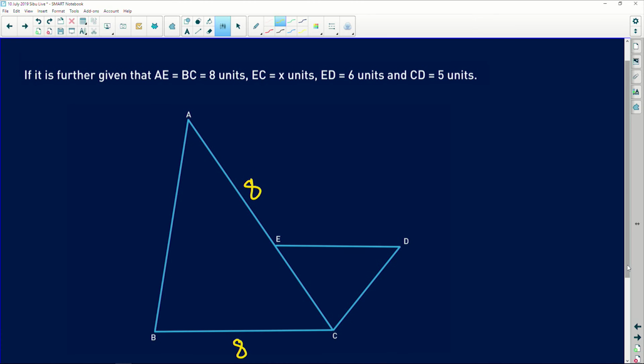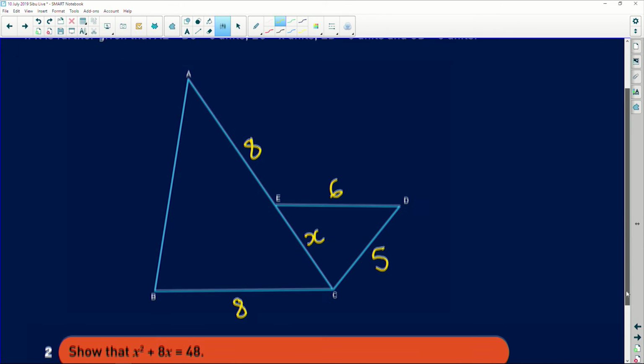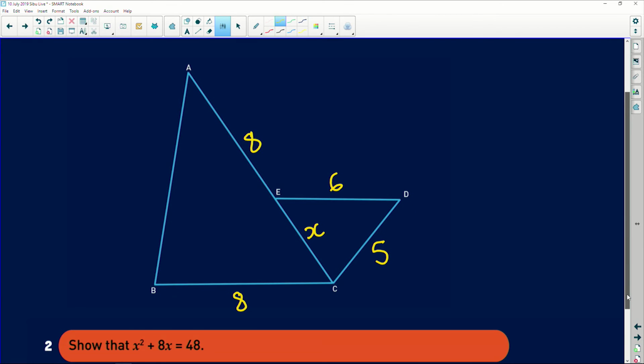Right. And then EC is equal to X. So EC is going to be equal to X. ED, there's ED. We're going to put 6 here, 6 units. And then CD was apparently given to us as what? It was apparently given to us as 5 units. Right. Now, we are required to do what? We are required to show that X squared plus 8x is equal to 48. That's basically what we need to show.